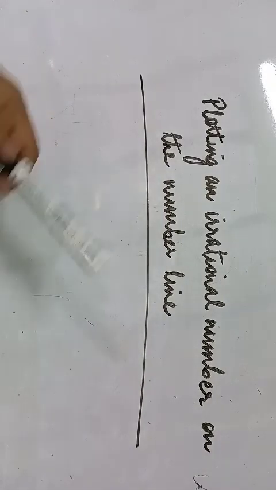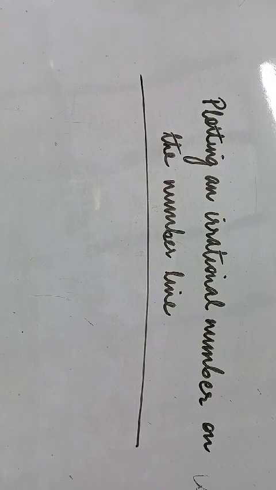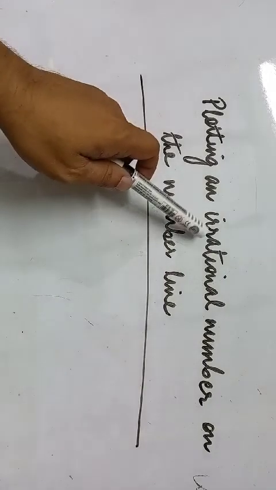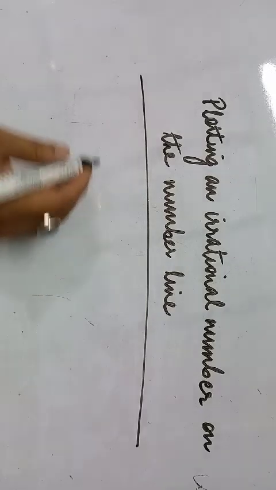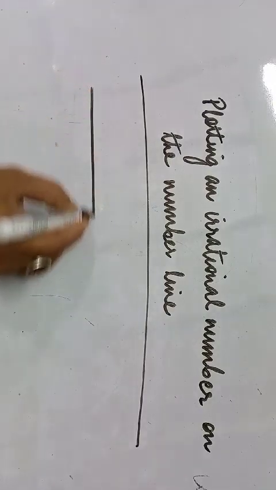This number line, as we discussed last time, is the real number line, because irrational numbers are also real numbers, just like natural numbers, whole numbers, rational numbers. Irrational numbers are also real numbers, so they all come under the category of real numbers. So let's see what we have to discuss today.